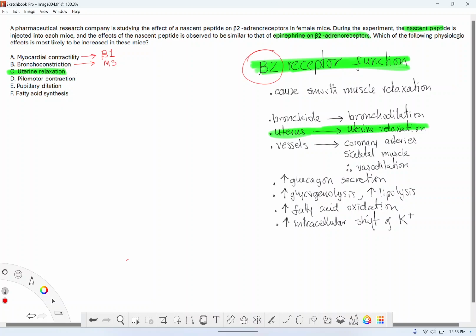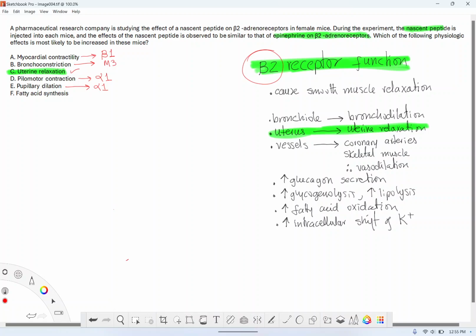Uterine relaxation was our option. Pilomotor contractions involve the muscles responsible for erection of hair when you're cold, afraid, and so forth. This is regulated by the alpha 1 receptor. Pupillary dilation is also alpha 1.